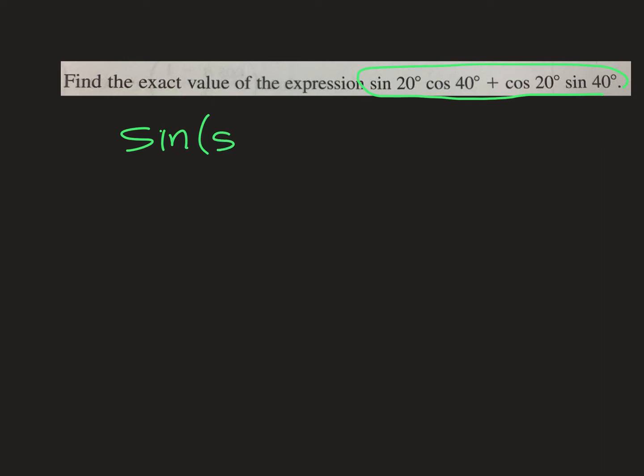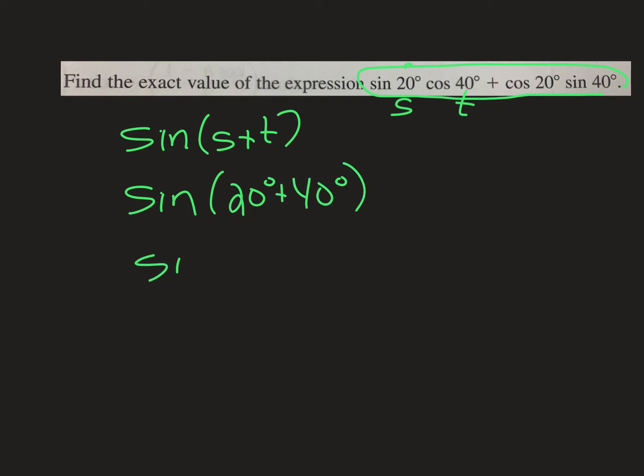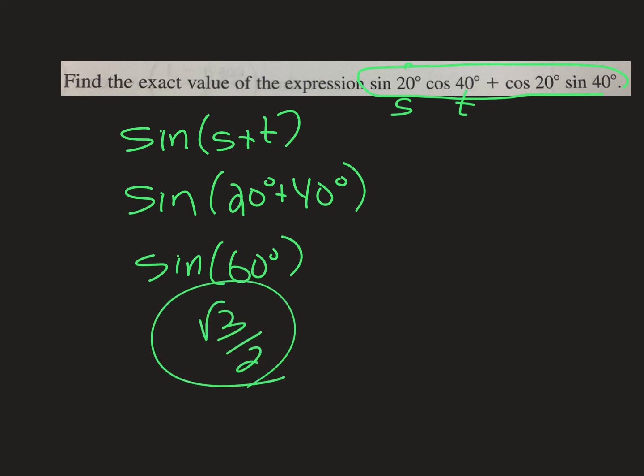You should have written this one down. That's the one it is. It's sine of addition. Because it's sine of addition, the 20 is your S, the 40 is your T. So I would do 20 degrees plus 40 degrees, which everybody knows is 60 degrees. And everybody knows sine of 60 degrees is square root of 3 over 2. And there's the exact value of that expression. Much, much easier going backwards than it is going forwards.